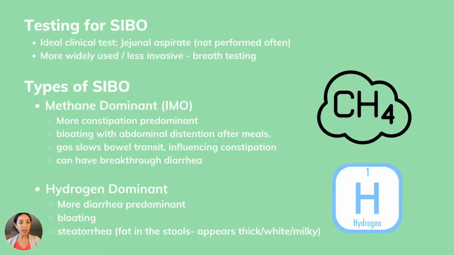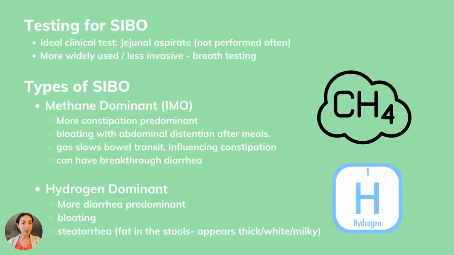So the ideal test for SIBO would be a jejunal aspirate, but we don't really do this because that basically means testing the fluid itself in the intestinal lumen, and that's not really well versed in clinical practice because it's just not feasible. So then we usually do breath testing because this is less invasive. It's easier to do, obviously, instead of getting a biopsy basically of the intestinal fluid.